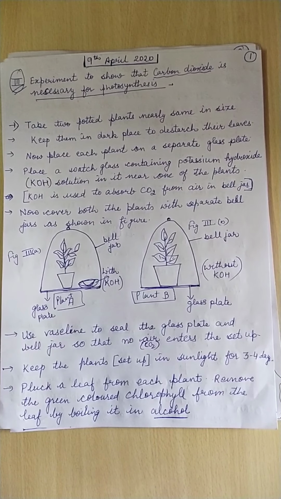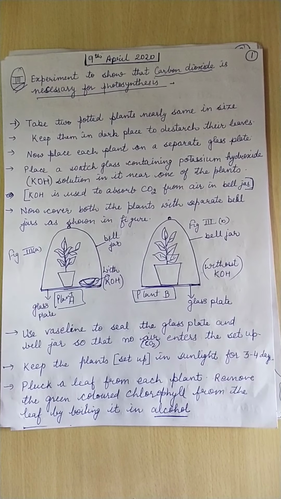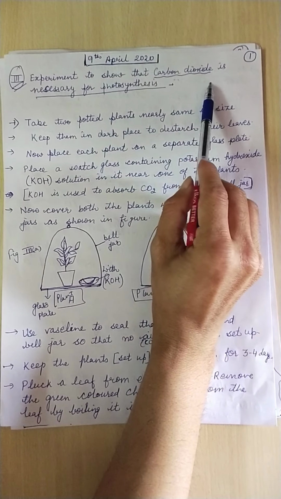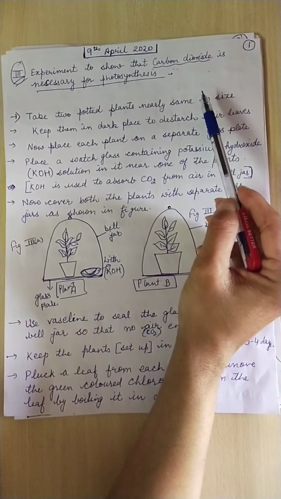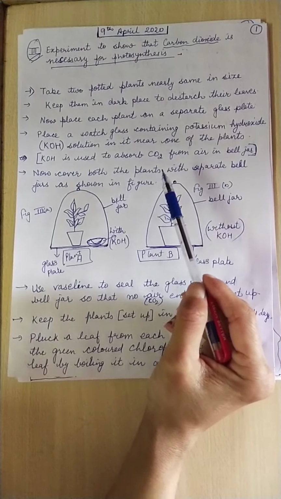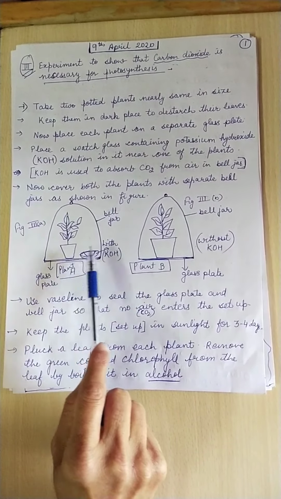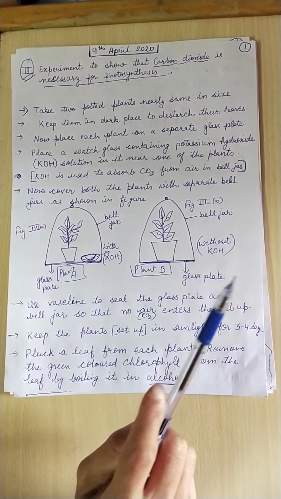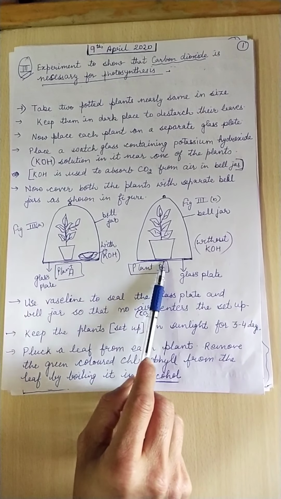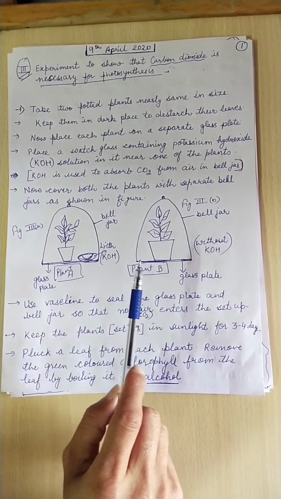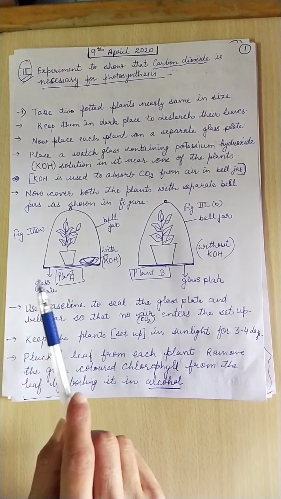We discussed one experiment. Now the third condition is that we all know carbon dioxide is also necessary for the process of photosynthesis. So to prove it, we will do one more experiment. In this experiment, what you need to do is take two potted plants exactly similar and the same in size. Now, we need to keep these two potted plants in a dark place for 2 to 3 days to destarch their leaves, as we had been doing in the previous experiments.